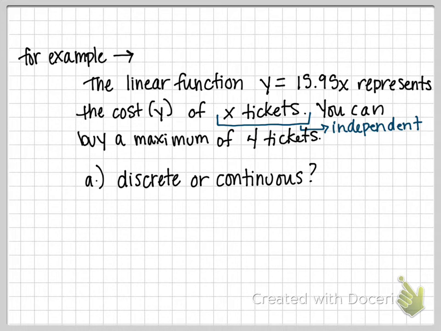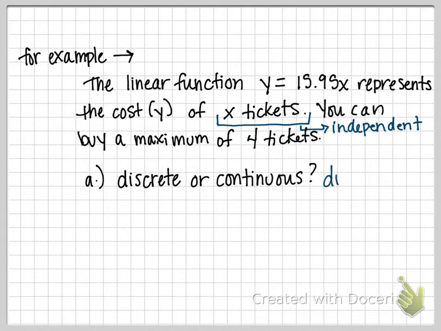You cannot buy 1.75 tickets. You have to buy only whole numbers. So that is a discrete domain. Does that make sense? Zegan? If you were to graph this, would it be on the y-axis of 15.95, and then x, would there be 4 dots of x? Correct. Yes. And I think we do graph it. We'll graph it.